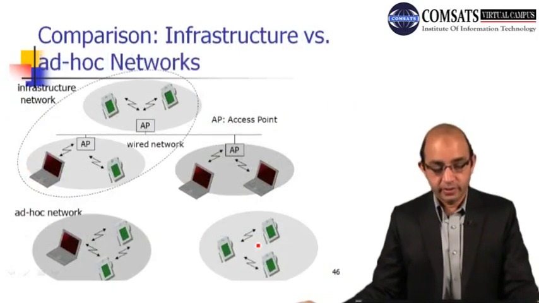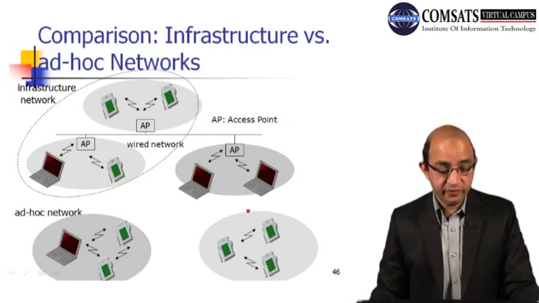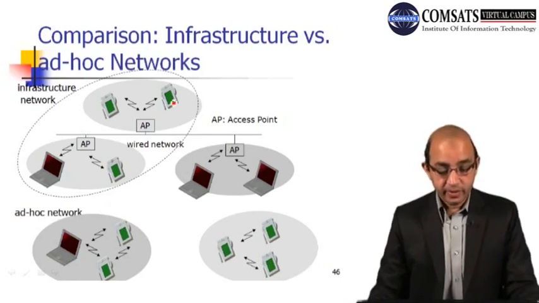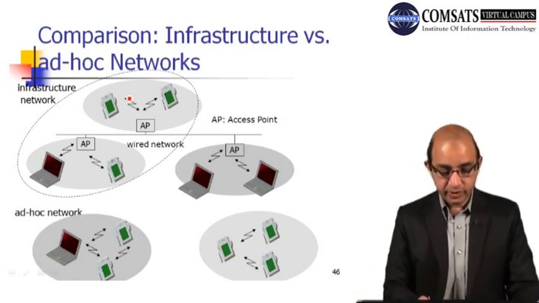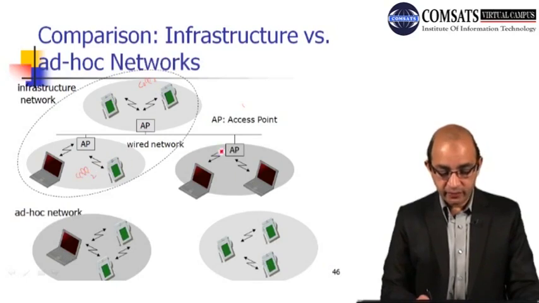So if we talk about the comparison between infrastructure and ad hoc network, here you can see we have the infrastructure network, right? And you can see we have the backbone, that is the wired infrastructure over here, and those access points are connected by this backbone, by this wired infrastructure, right? And within this, if we declare those different circles as cells, right? So for example, this is cell 1, this is cell 2, and here we have cell 3.